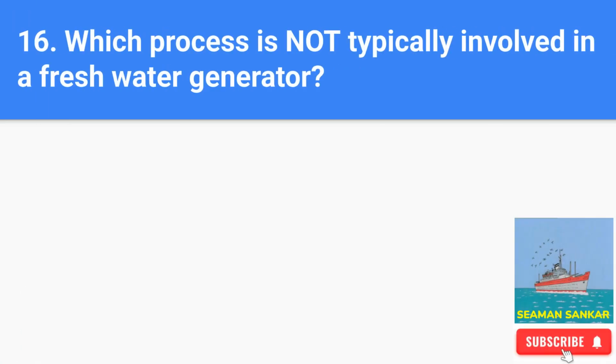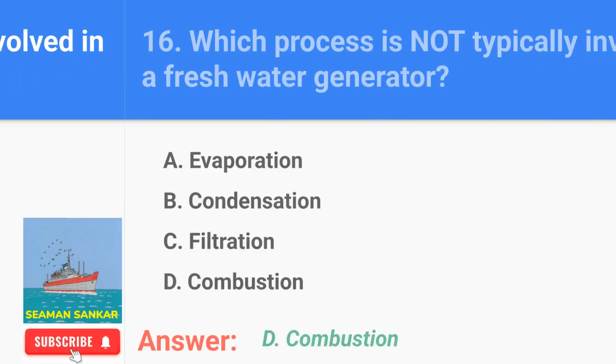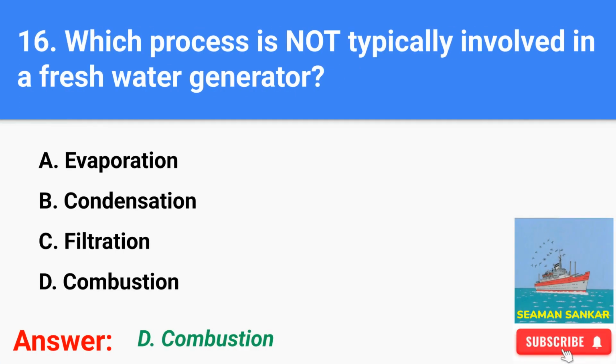Question 16. Which process is not typically involved in a freshwater generator? A. Evaporation, B. Condensation, C. Filtration, or D. Combustion. The process not typically involved in a freshwater generator is D. Combustion.